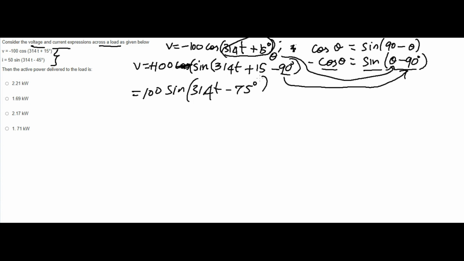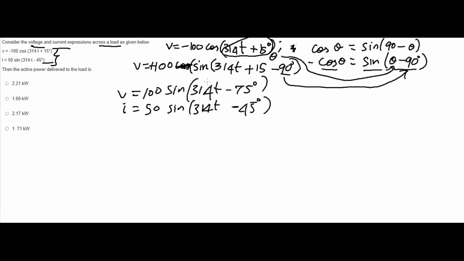Now forget this one. We know that I is also available. So this is V, and I is equal to 50 sine of 314t minus 45 degrees. Now you can see clearly why I made the change: to put V and I in the same format, because both are in sine of 314t. That is why I made this small change here.